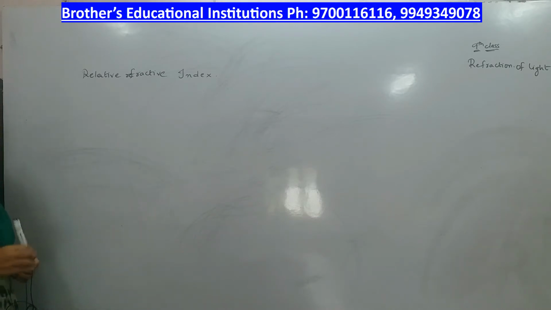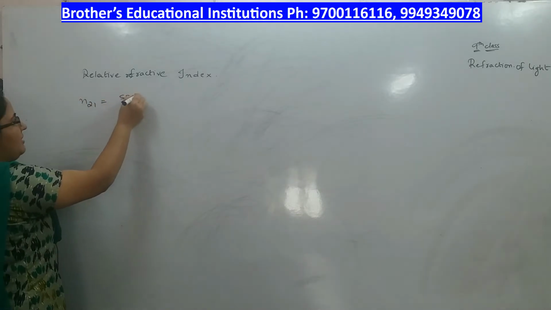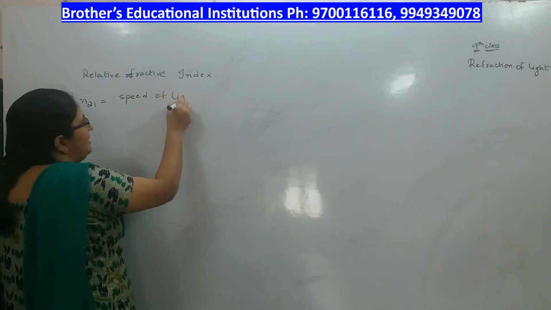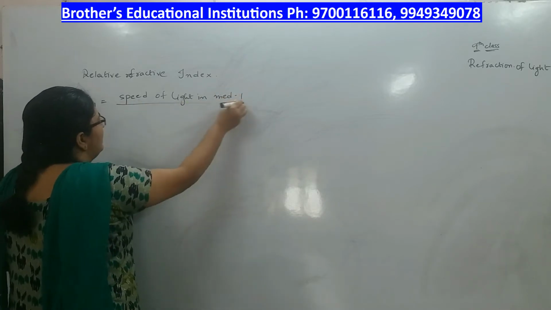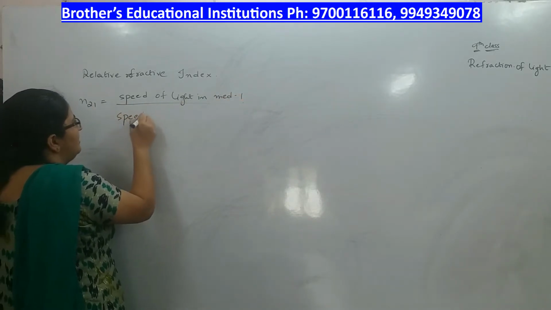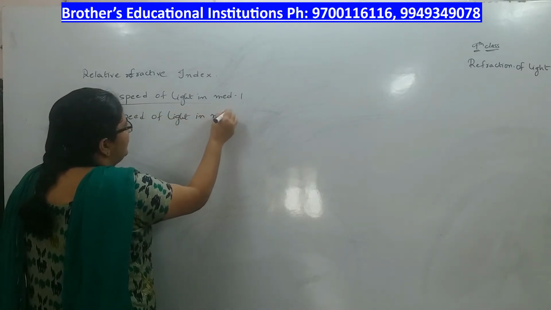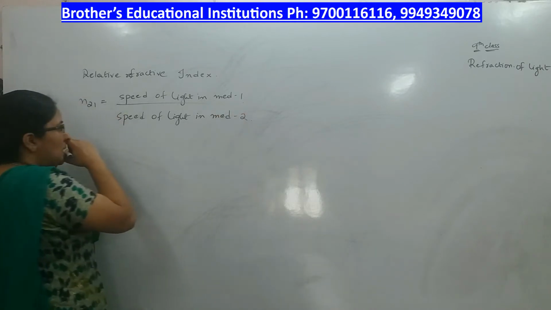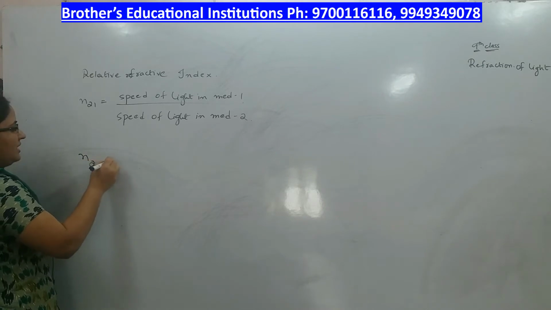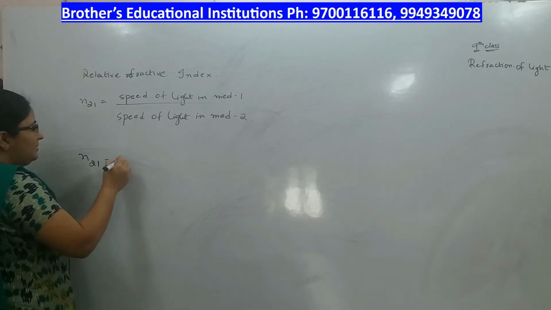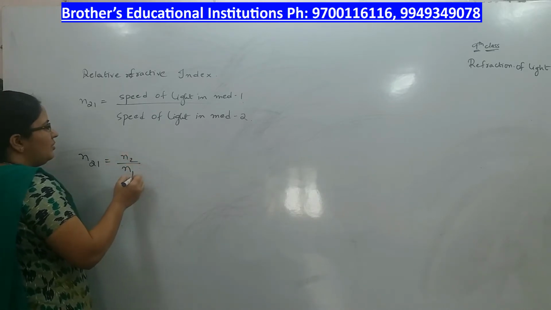relative refractive index. It is denoted by N21, that is equal to speed of light in medium 1 by speed of light in medium 2. This is called relative refractive index, or you can write it as N21 is equal to N2 by N1. How did we get this N2 by N1?